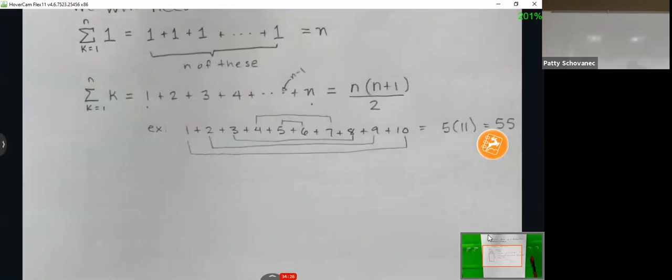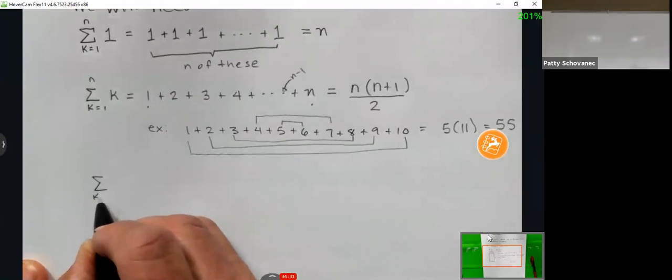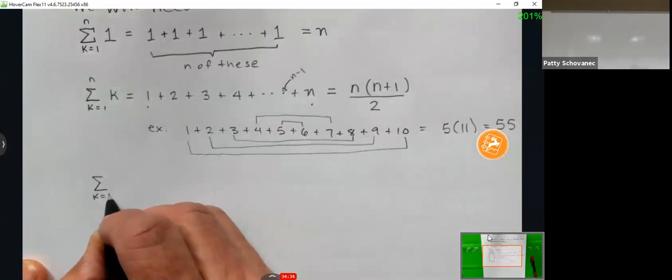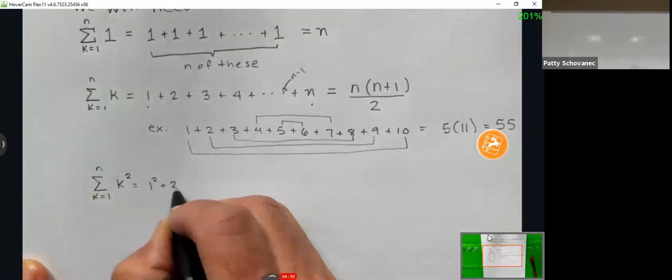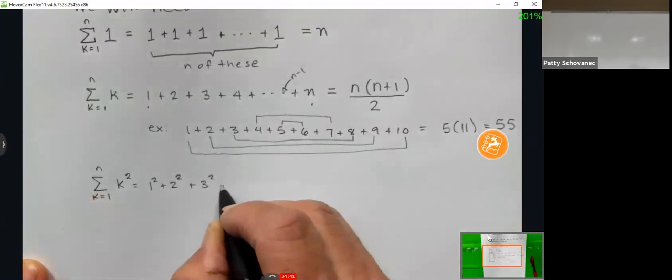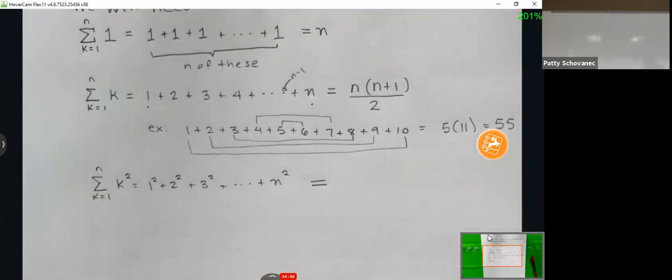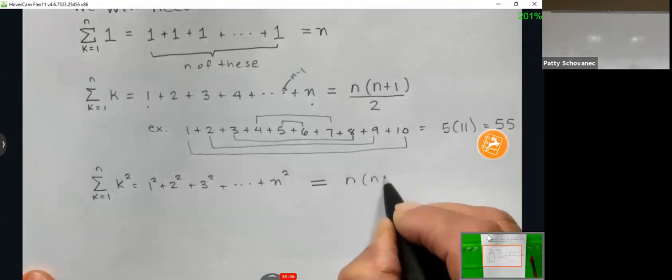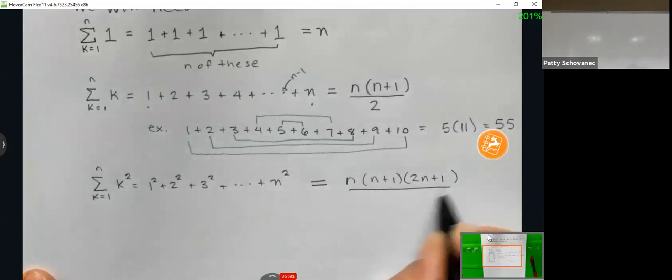The next formula that we're going to need is the sum of the first n squared integers. So that's adding 1 squared plus 2 squared plus 3 squared on out to adding n squared. And so I'm going to give this one to you. That one is n times n plus 1 times 2n plus 1 divided by 6.